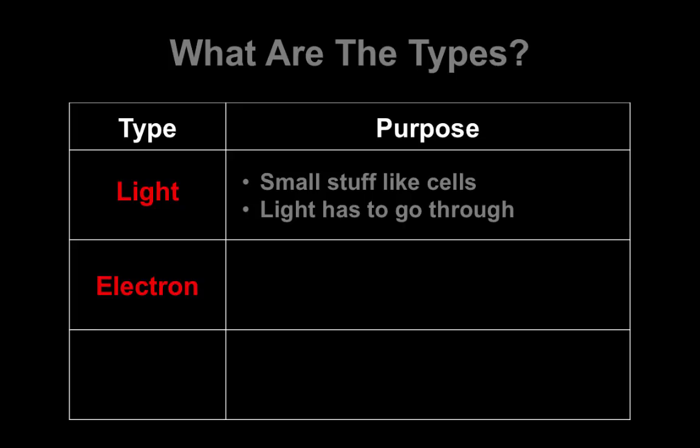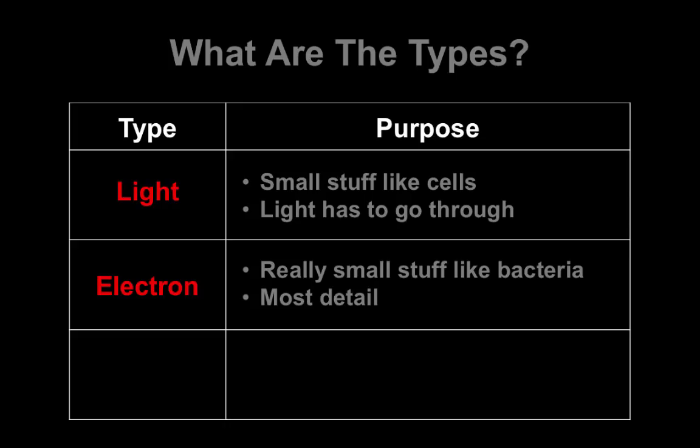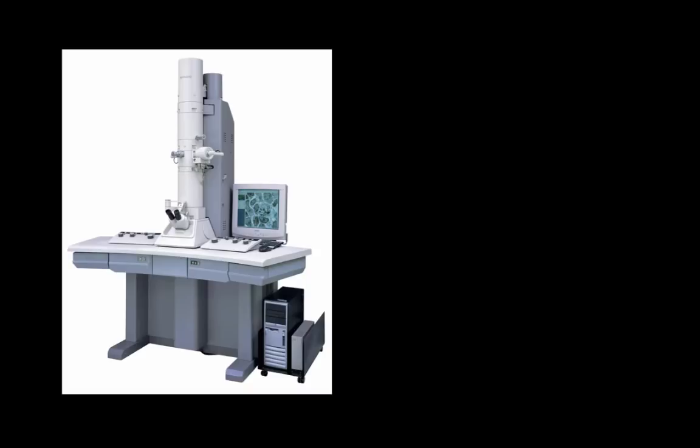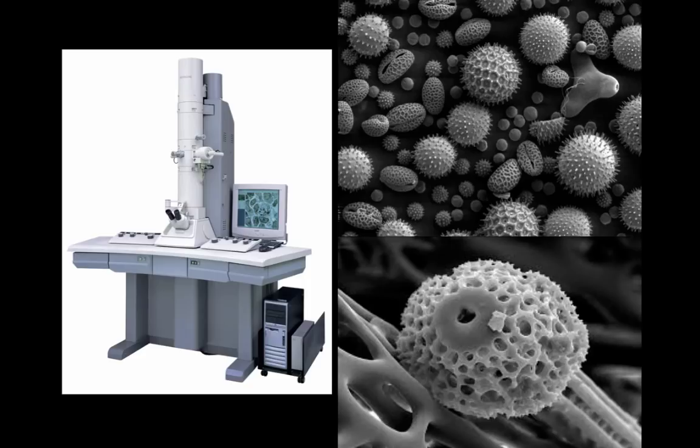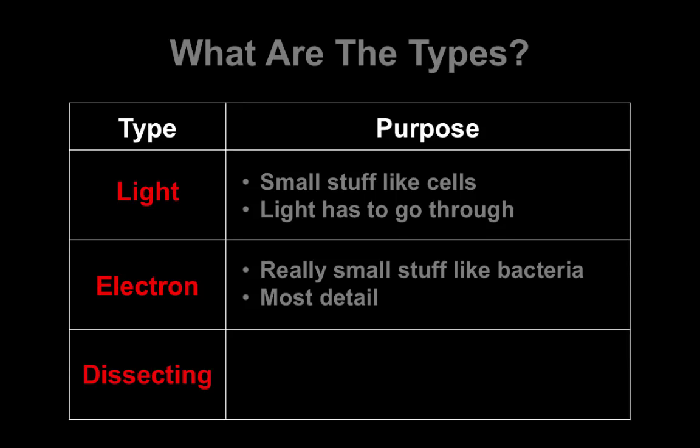Next we have an electron microscope, and this is for really small stuff like bacteria, and it can give you a huge amount of detail. So this is an electron microscope. Obviously we don't have one of these. These are real fancy, cost huge amounts of money, but they give you images like this. This is not something that you could see on a light microscope. So these are extremely detailed images of very small things.